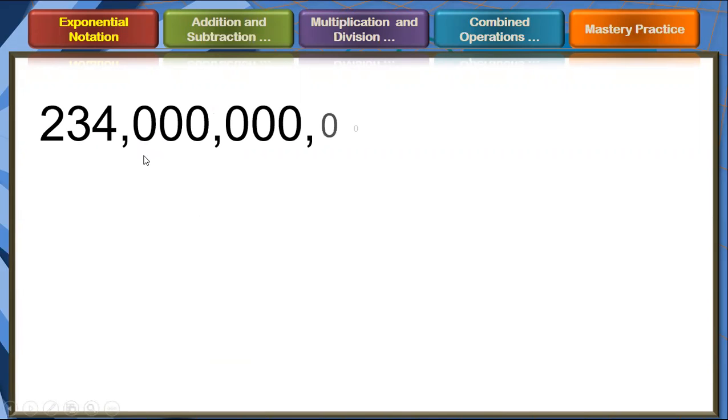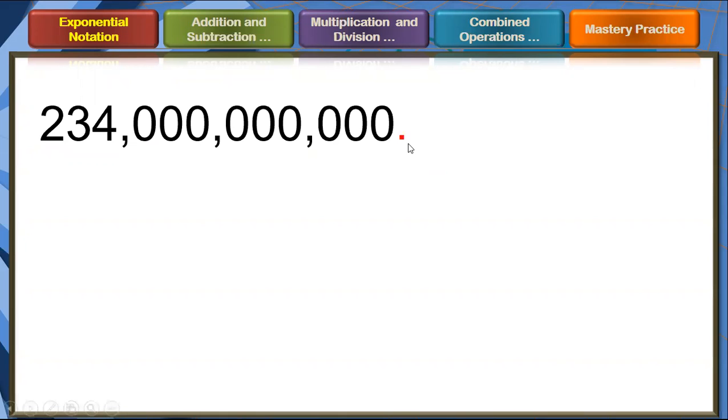For example, we have this number. Oh, it's a very, very big number, right? As you can see, we have 12 digits here, with 9 zeros. If we're going to write it down on a piece of paper, it's going to take a lot of time. But how can we make it simpler? That's the time we are going to use scientific notation or standard form.